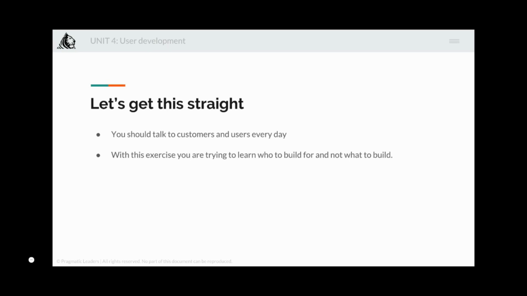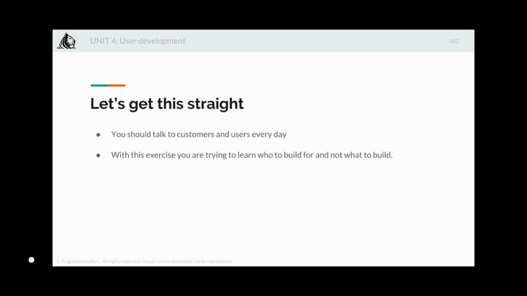With this exercise, you are trying to learn who to build for and not what to build, right? So in user development and doing all this exercise, you're just trying to understand who to build for. Okay, and once you understand that, a lot of times that itself will give you an answer of what to build and what not to build.